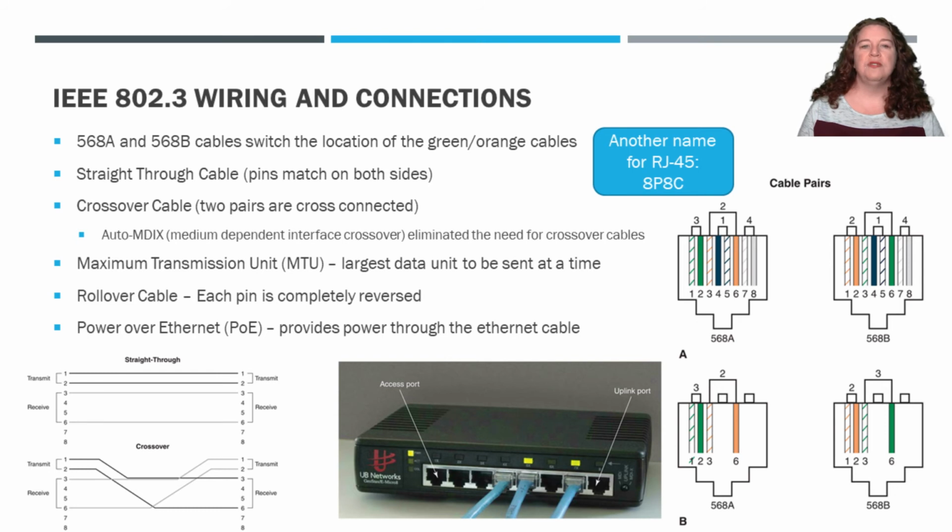When we're talking about data that's going through, we are going to talk about the maximum transmission unit, or the largest amount of data that can be sent at any one time. So if we have data that we want to send, there's an actual limit to how much data we can send.